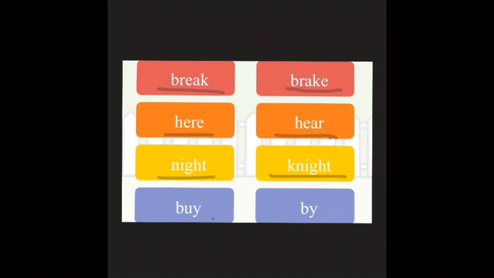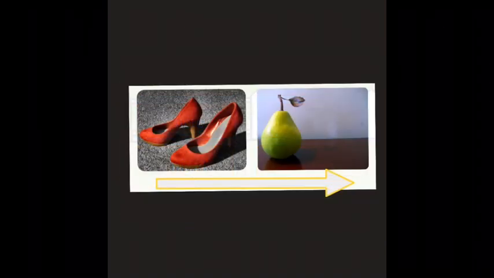And we also have buy, as in when you go to the shops and you buy something. Or we have by, as in walking by. Take a look at the two pictures on the screen now. I want you to see if you can figure out the homophones from the pictures. So I'm going to give you a moment to take a look and then I'm going to reveal what they are.